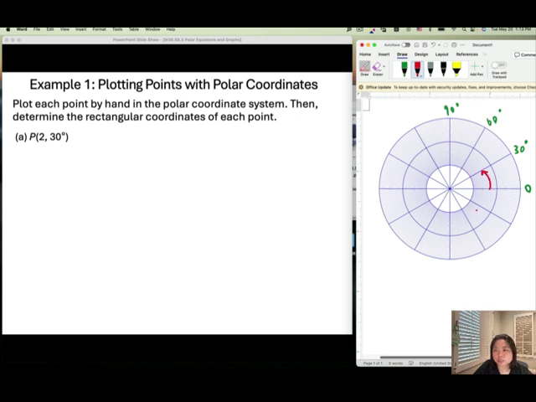And then we need 2 units. So starting from 0, 1 unit, 2 units. So I have this point, that will be 2 and 30 degrees. Right? It'll be easier if you have the polar graph paper.